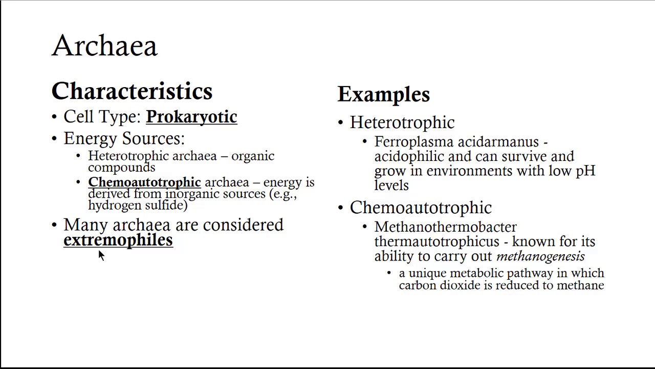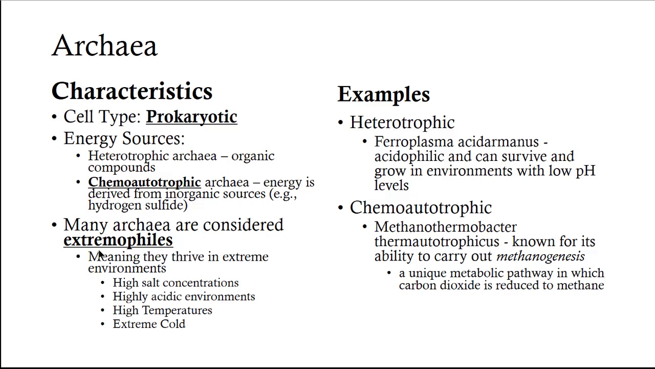There are other organisms that are also called extremophiles, but what that term means is that they love extreme environments, and they're sort of atypical outside of normal environments. Examples of those extreme environments would be areas with high salt, high acidity, extreme temperatures, high and low. Now that's chemoautotrophic.